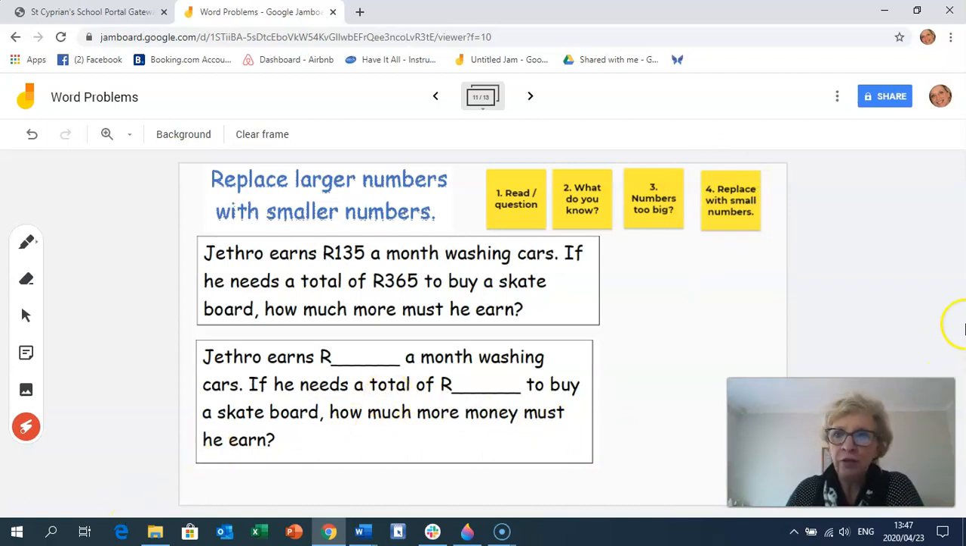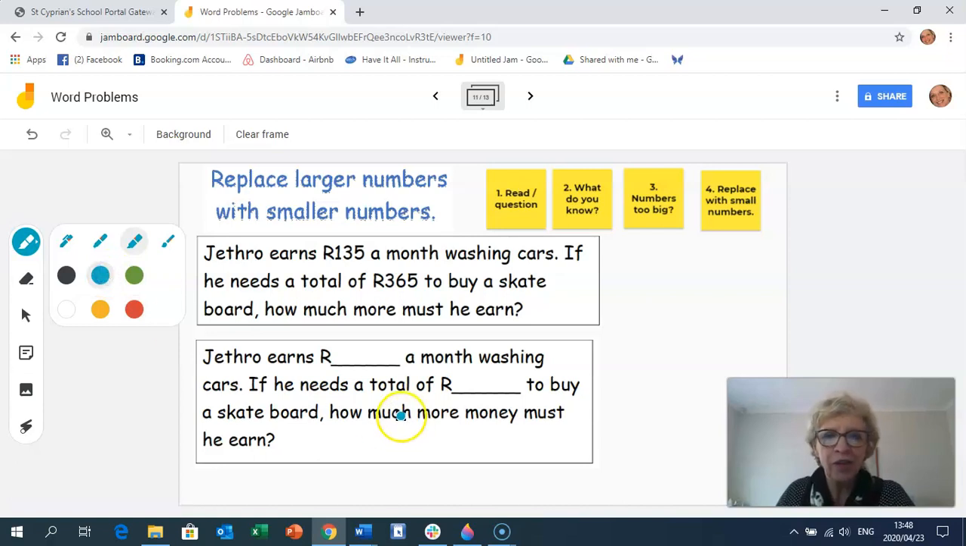Okay, so Jethro earns 135 Rand a month washing cars. If he needs a total of 365 Rand to buy a skateboard, then how much more must he earn? So let's have a look, and I'm going to go, oh my goodness, I don't know. Do I add it? Do I subtract it? What's the total cost of the skateboard? I don't know. Let's pretend we don't know.